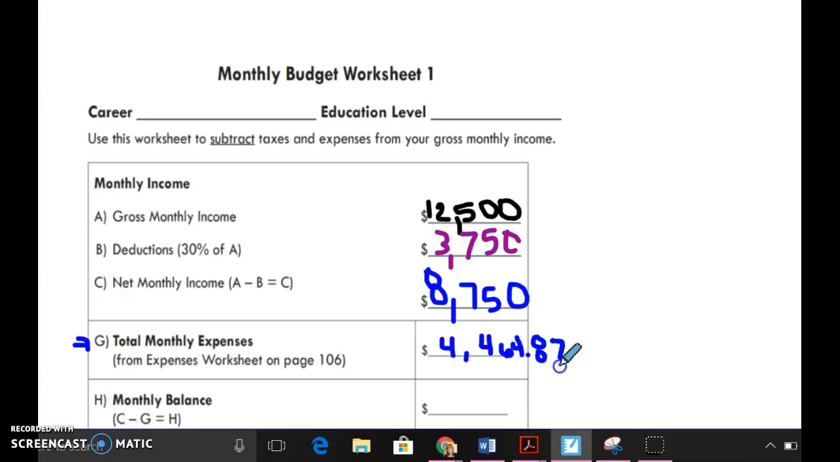Once you do that, your monthly balance is, after you have your gross monthly income, you've taken out your taxes. This is what you have to work with, and this is how much you're spending. You subtract those to see what is your balance. So for me, I would do $8,750 minus $4,464.87, and my balance would be $4,285.13.